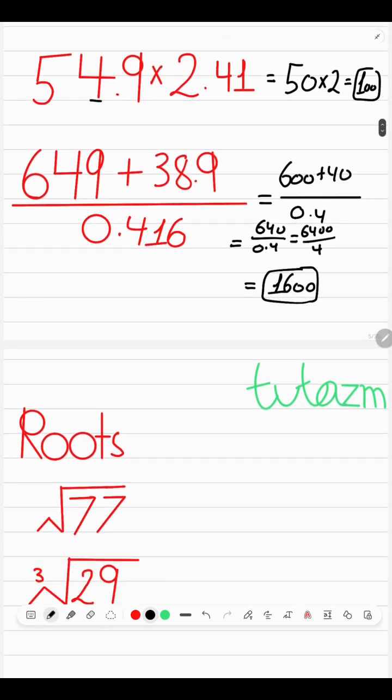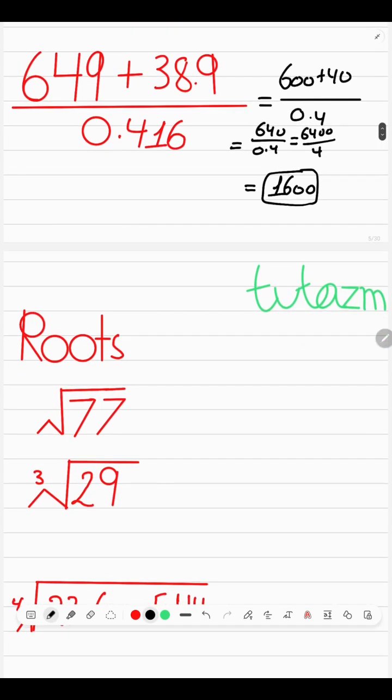Alright. The next thing we'll look at is estimating roots, that is square roots, cubic roots, and any other roots you can think of. So when estimating roots, we have to think about the number that has a known root that is closest to the number that we're given. So in this case 77 is closer to 81 than it is to any other number that is a perfect square. So square root of 81, so our estimate here would be 9.